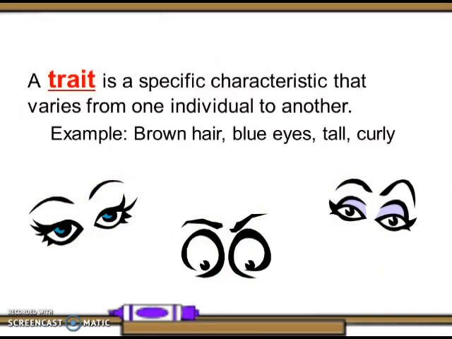Trait. A trait is a specific characteristic that varies from one individual to another. These traits are described by the genetic information carried by a molecule called DNA. The instructions for constructing and operating an organism are contained in the organism's DNA. Every living thing on Earth has DNA in its cells. Examples of traits include brown hair, blue eyes, tall, and curly.